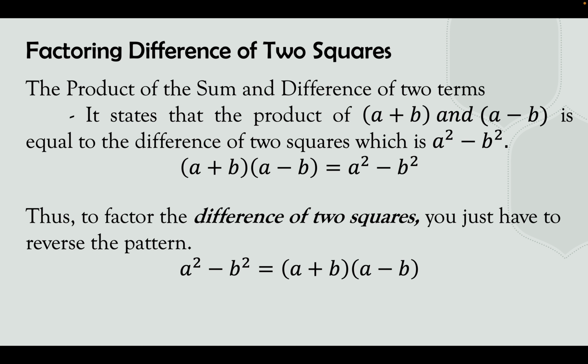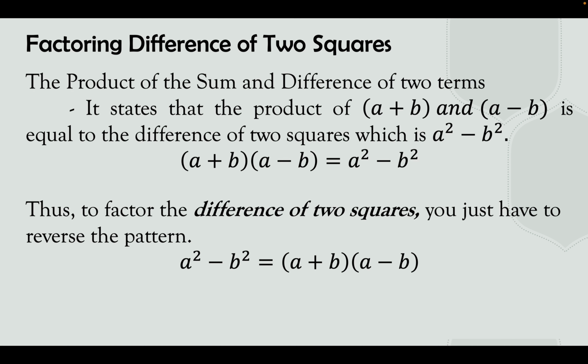Thus, in finding the factors of a difference of two squares, you just have to reverse the given pattern. So the given will be in the form a squared minus b squared, and our factored form must be a plus b times a minus b.